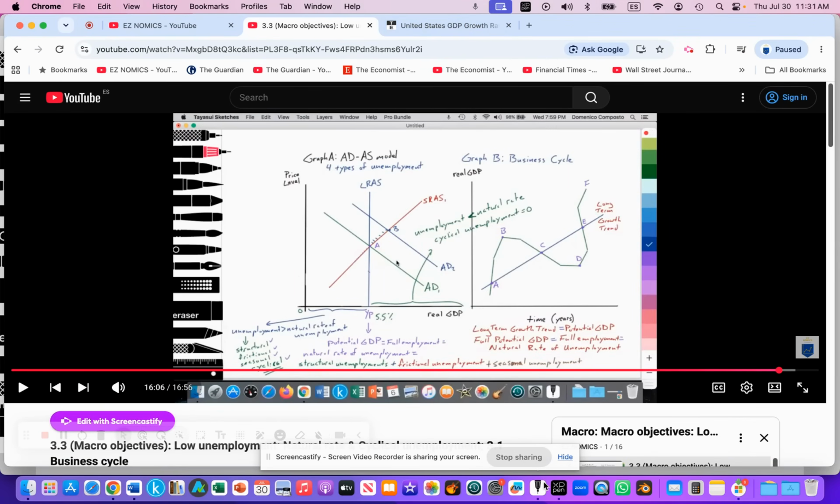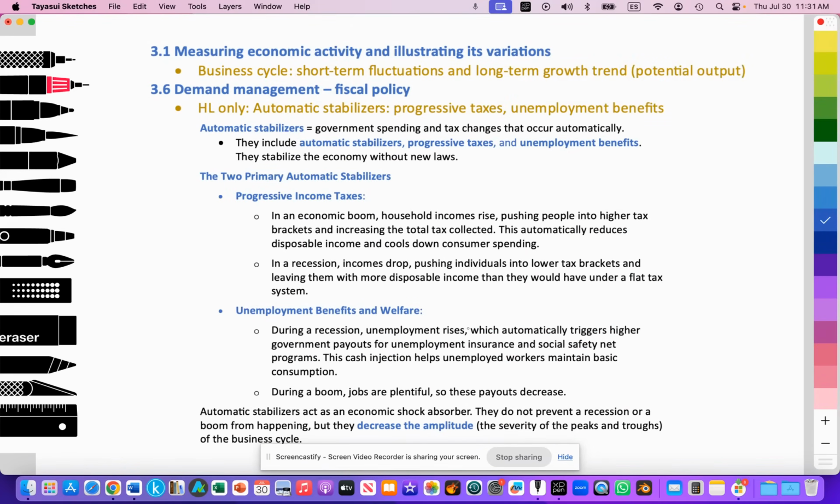Okay, so let's start digging into the IB. According to the IB Economics Guide, 3.1 asks that students, standard and higher level, be able to measure economic activity and illustrate its variations through the business cycle, which we'll go over in this video. The business cycle illustrates the short-term fluctuations and long-term growth trend, or the potential output, which is represented within the AD-AS model through the long run aggregate supply curve.